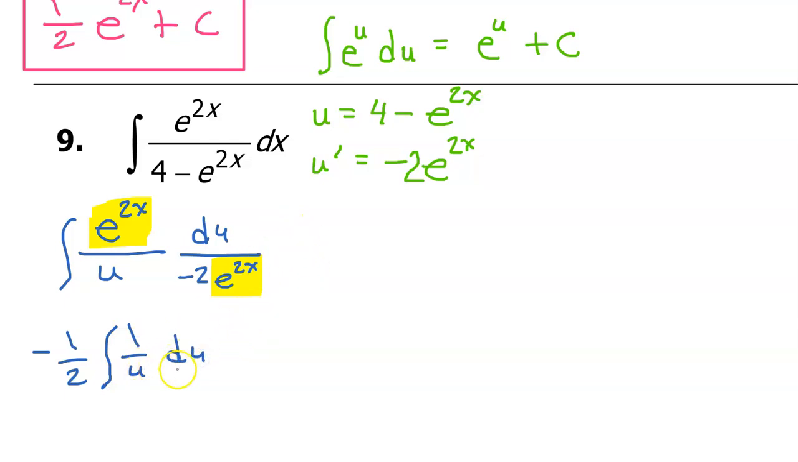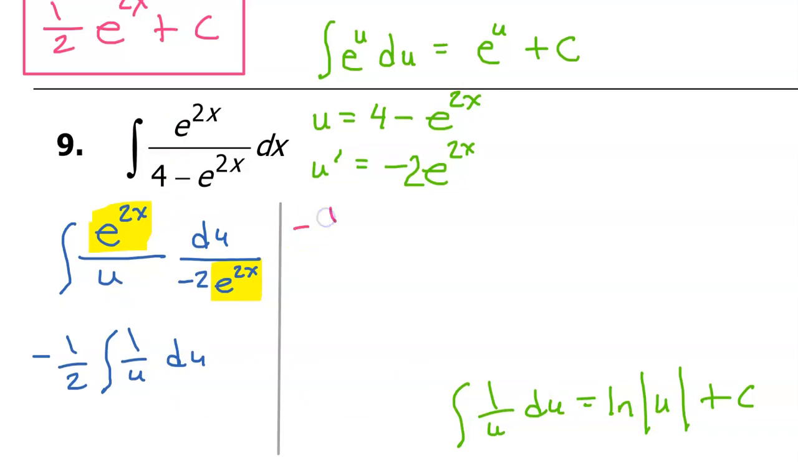So we have learned another memorized rule, which is that the integral of 1 over u du is equal to the natural log of the absolute value of u plus c. So memorize this if you have not already done so. So I'm about to use that right now.